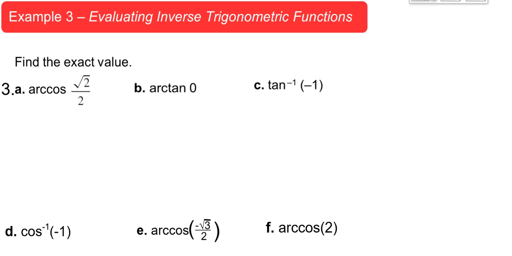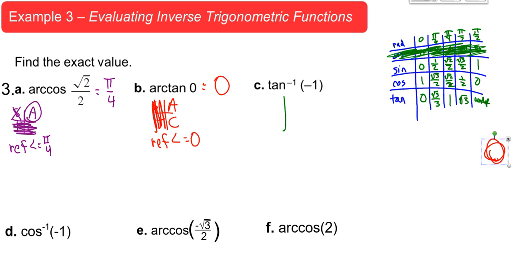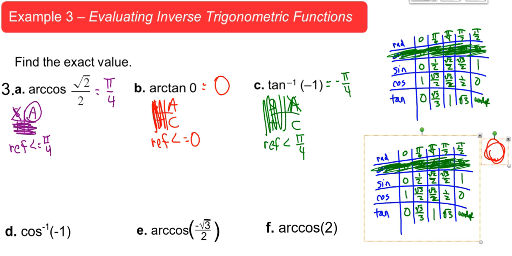So let me briefly go over B, C, and D. We have the arctangent of 0. Our reference angle there is 0, and so that is just equal to 0. For the next one, the inverse tangent of -1, we're still in that first and fourth quadrant. And when we look for our reference angle of 1, that happens at pi over 4. So since we're in that negative quadrant, it'll be negative pi over 4.